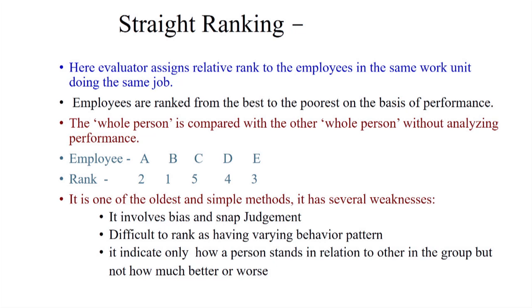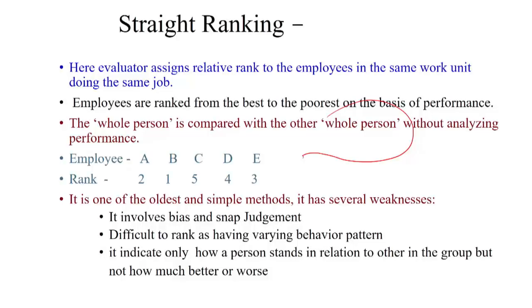So this is the simple ranking method, and here the whole person is compared with the other whole person. For example, if people are singing a song, and one person's song seems more melodious to your ears, you will say that A sang better than B, and B sang better than C. So you are making that order. It's just a ranking method. You are just giving a rank, and the whole person is compared to the whole person. Mr. A's singing was better than Mr. B's, and B's singing was better than C's. So that's an order that you have made, without actually analyzing the performance.